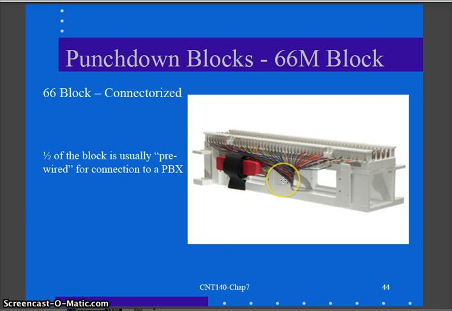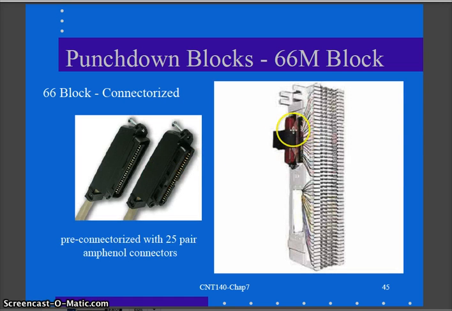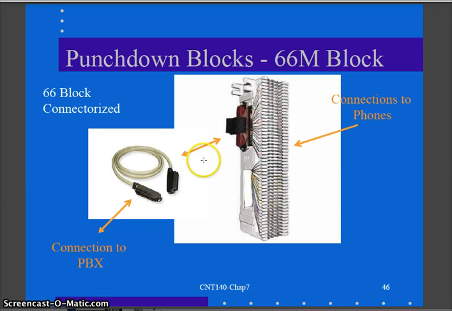Meanwhile, they also have a connectorized 66 block. Half of the block is pre-wired, and it's connected into this amphenol connector. With this amphenol connector, I can connect this whole block with one cable, this style of cable here, right into the PBX. So it ends up looking like this. The connectorized 66 block is pre-wired. I use one cable, and this plugs right into the PBX. They even have extensions for these, the whole nine yards. So I can very quickly wire this up, and then this side over here is where I punch my wires in to go to my phones out in the building.